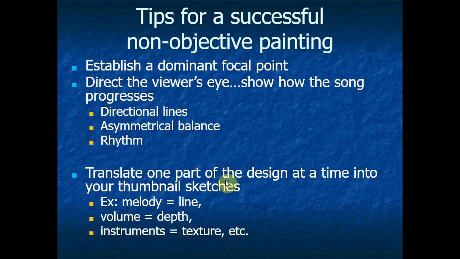We're going to translate one part of the design at a time, just like we did in the musical analysis sheets where it kind of broke it down for you in that structure. And you're going to translate those parts into your thumbnail sketches. So you can pick how one part of the music translates into one part of the drawing. Maybe the melody could be the line, for example. Volume could be represented visually by things like depth or contrast or value. Instruments and how instruments layer over each other could be represented by visual elements like texture. That's one way to do it.